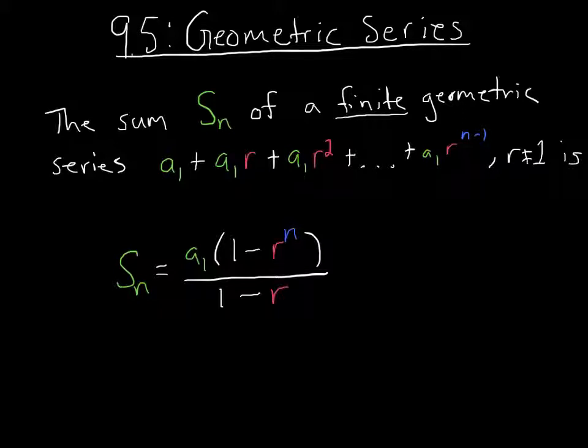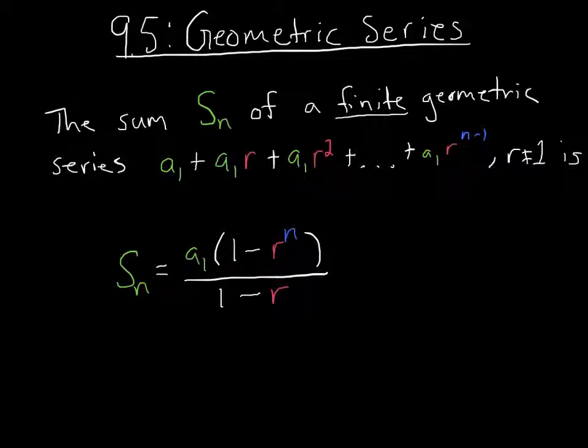We're given a formula. So the sum S sub n of a finite geometric series, a sub 1 plus a sub 1 times r plus a sub 1 times r squared, on to a sub 1 times r to the n minus 1, where r, the common ratio, is not 1, is this: a sub 1 times 1 minus r to the nth, all over 1 minus r.